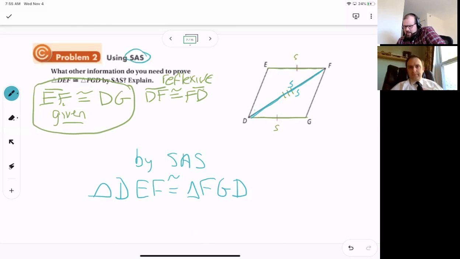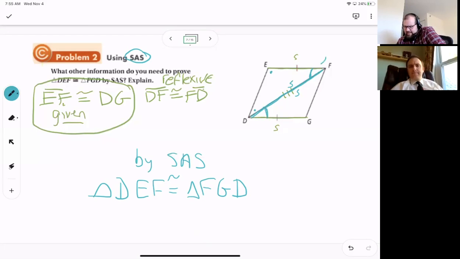Which angle is that? Angle EDF. Okay. I can't use angle FED because that's not between those two sides. So to me, it looks like I have to use angle EFD because that would be between the two sides up top. Do you also then have to use angle GDF? Because that would be between this bottom and this middle side. Yeah, that would make sense to me.